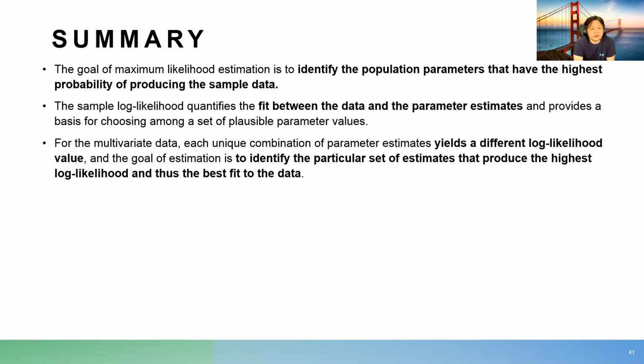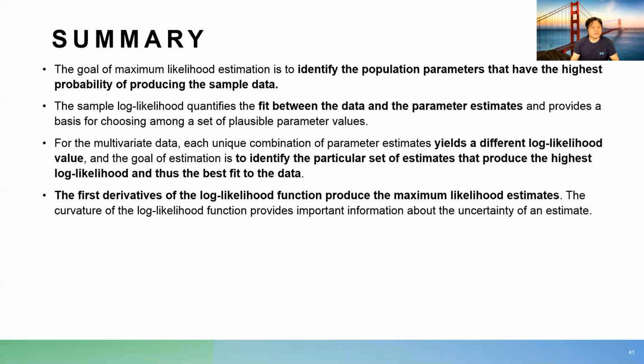For multivariate data, if you have 4 variables, you will have a 4-dimension multivariate normal distribution, right? If 10 variables, you will have a 10-dimension, 20 variables, and so on. And then maximum likelihood estimation is trying to find the best set of parameters to make the highest maximum likelihood value. Okay. And the first derivatives of the log likelihood function produce the maximum likelihood estimate, right? So in that way, we don't need to do the grid search approach.